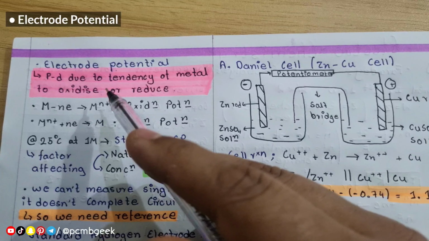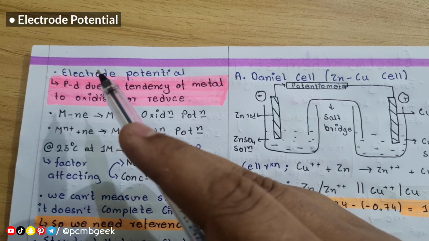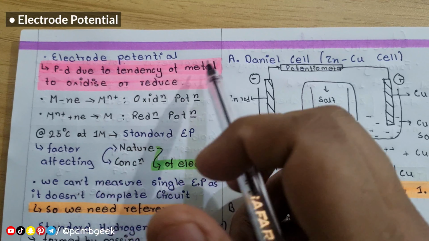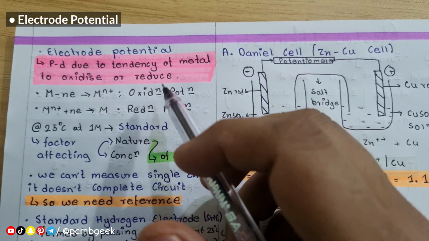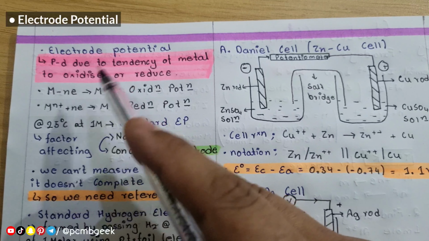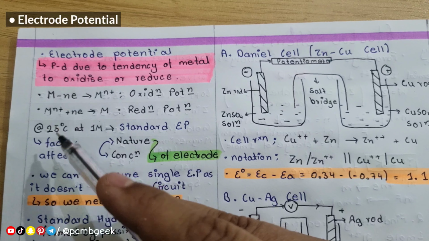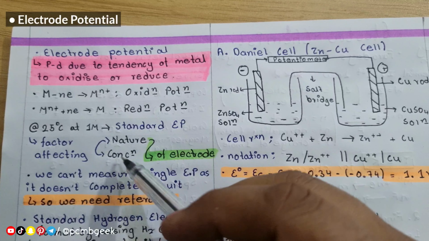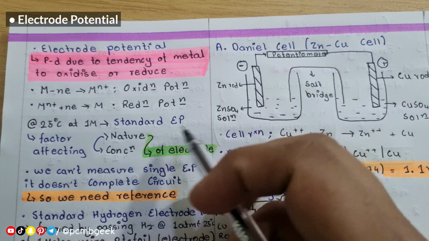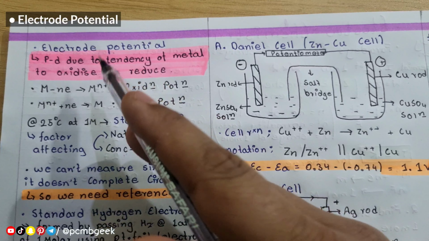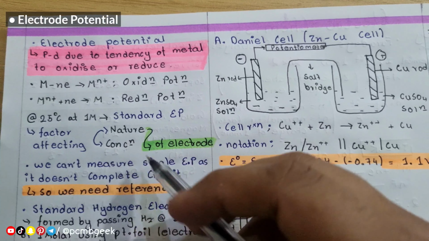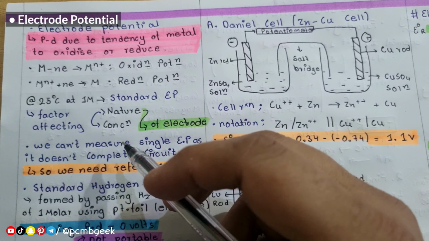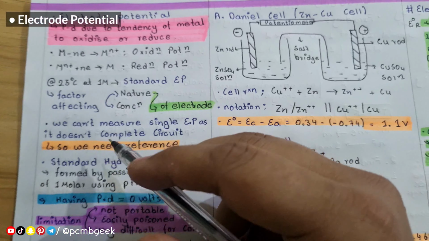Electrode potential is the potential arising at the electrolytic double layer of the cell, which arises due to the tendency of metal to oxidize or get reduced. If we calculate the value of electrode potential at standard condition, that is 25 degrees centigrade at 1 molar concentration, it is said to be standard electrode potential. The factors affecting electrode potential are nature and concentration of electrode used. We cannot measure the single electrode potential as it does not complete the circuit.